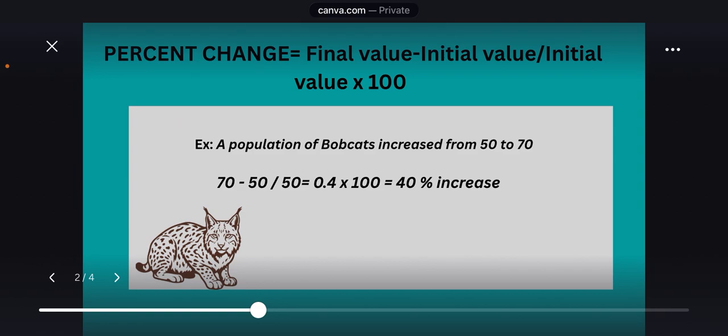So an example is we have a population of bobcats that increased from 50 to 70. You would put the final value, which is 70, subtracted by the initial or the old value, which is 50. Then you divide it by 50, and you would get 0.4. Then you would times that by 100 and you would get a percentage. In this case, the bobcat population increased 40%.